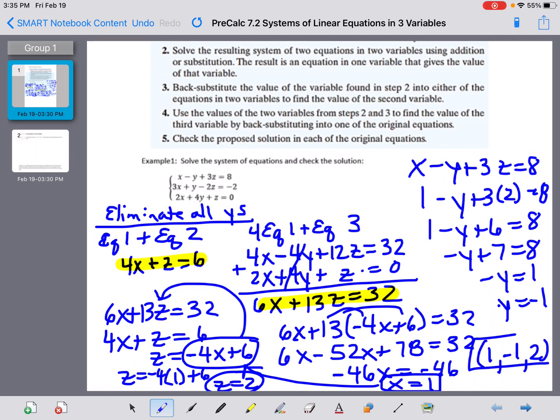And again, just like we did on our 7.1, you can always replace it, plug it back into the equations and double check. On my first equation, that'd give me 1 plus 1 is 2, plus 6 is 8. It works for the first one. On the second equation, I'm going to get 3 minus 1, which is 2, minus 4, which is negative 2. It works. On my third equation, 2 minus 4 is negative 2, plus 2 is 0. It works for all three, so we're looking good for this system.